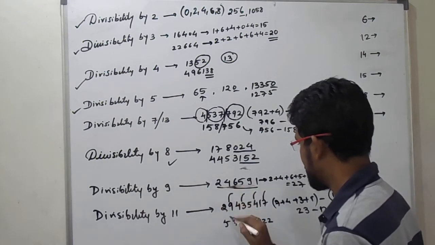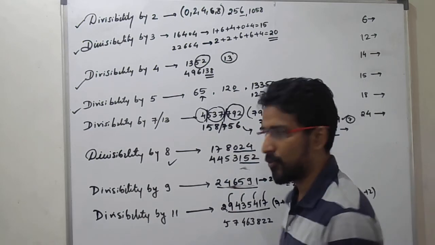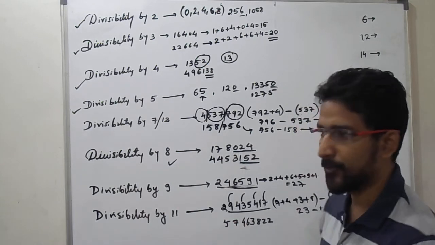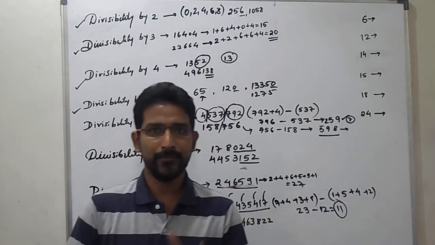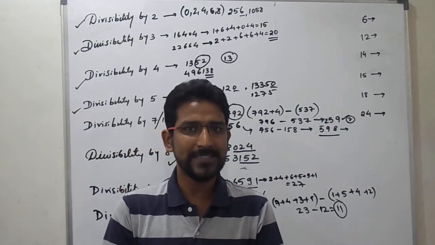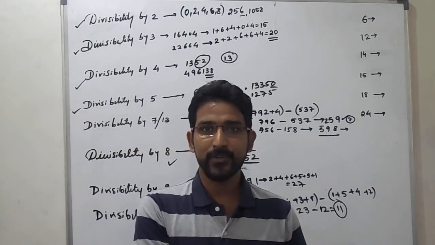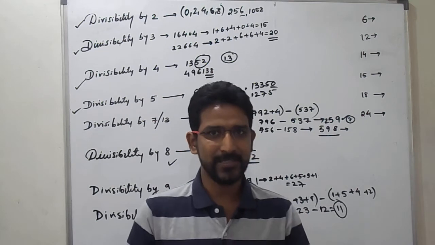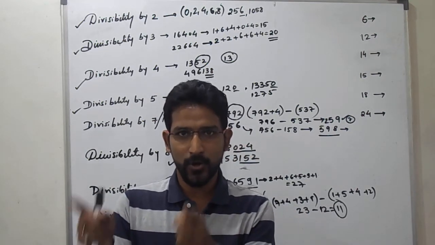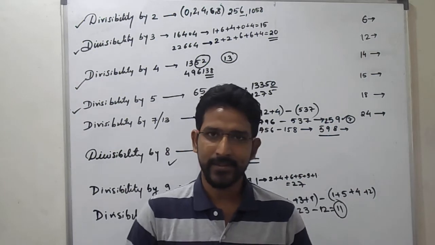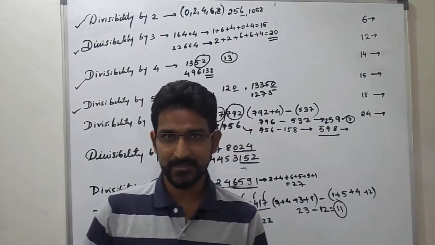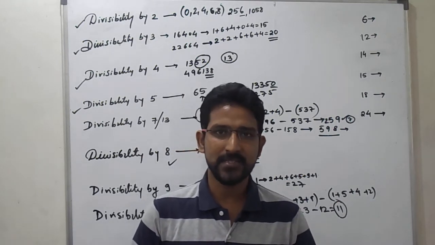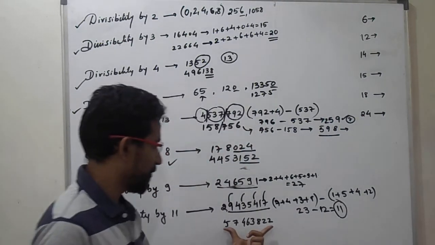Sorry, this one, 29435 will be divisible by 11. So for divisibility by 11, what you have to do? Take the sum of all the digits at the odd places, starting from the right, and take the sum of all the digits at even places and subtract them. That is, sum of all the digits at odd places minus sum of all digits at even places. And if the difference is divisible by 11 or you are getting 0 also, then that number will be divisible by 11. So similarly you can do for this also.